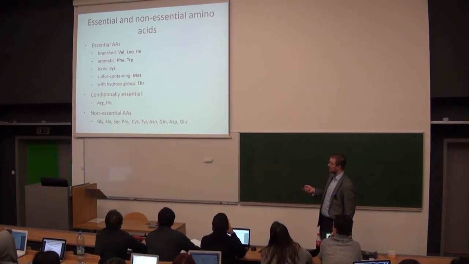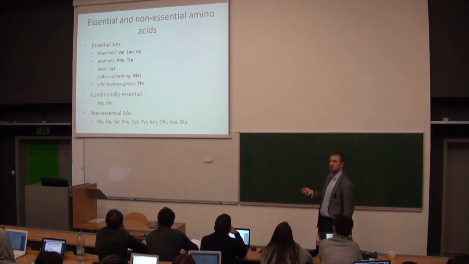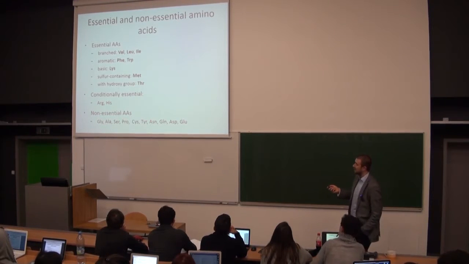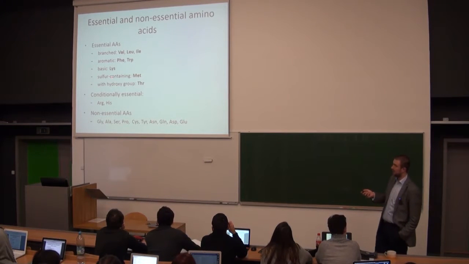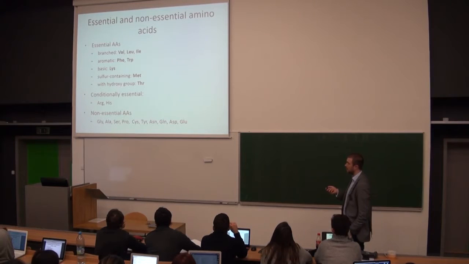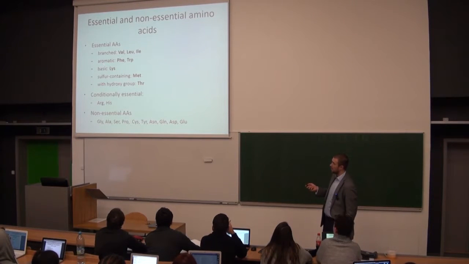Tyrosine is missing since phenylalanine can be simply converted to tyrosine by hydroxylation. That means if you have phenylalanine in your diet, then tyrosine is not essential to you. And then you have one from each group, one from basic, one from sulfur-containing, and one from hydroxy-containing group. From basic, you have lysine. From sulfur, you have methionine. And from hydroxy group containing, you have threonine.